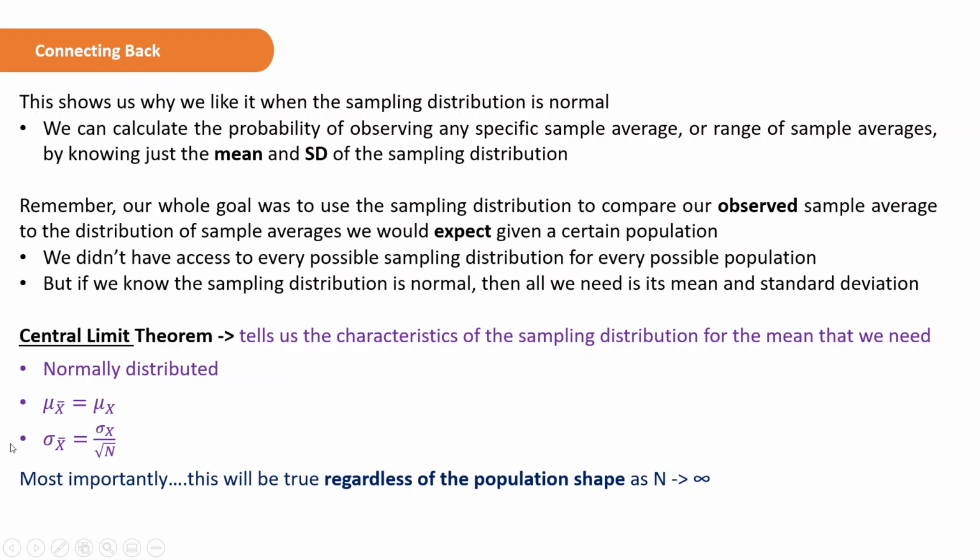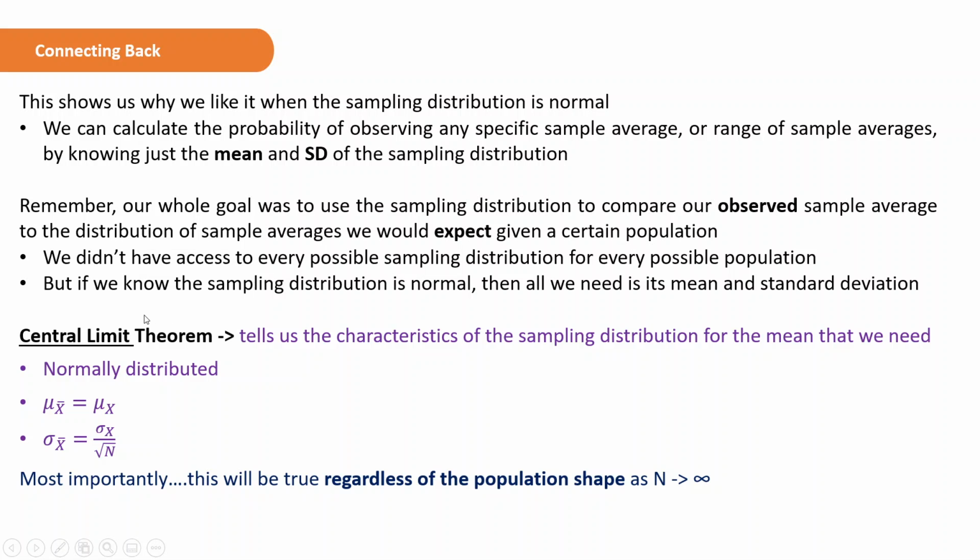And all we need to do is know our population mean and our population standard deviation. And most importantly, this will be true regardless of the population shape, as long as our sample size is large enough. So in other words, as our sample size n approaches infinity, or as our sample size gets larger and larger, the central limit theorem is going to be true even if our population isn't normally distributed.